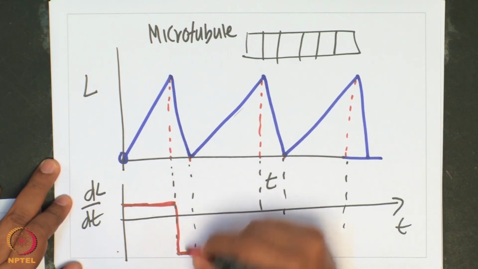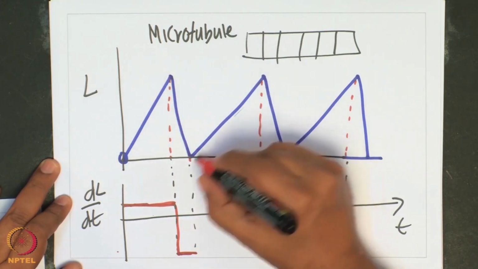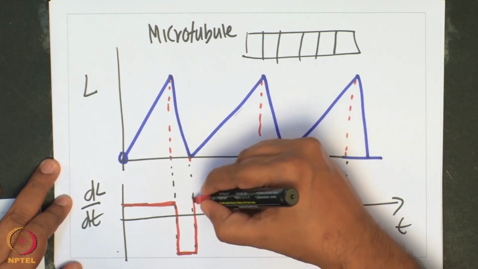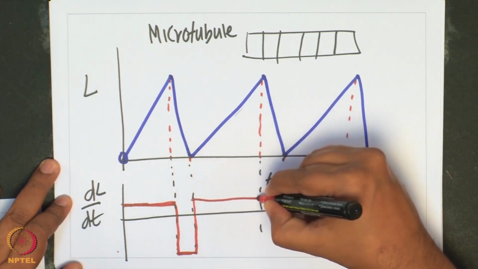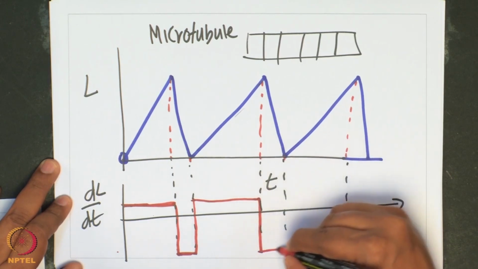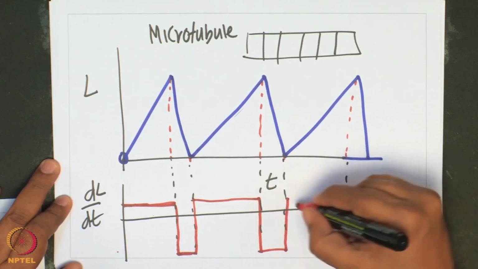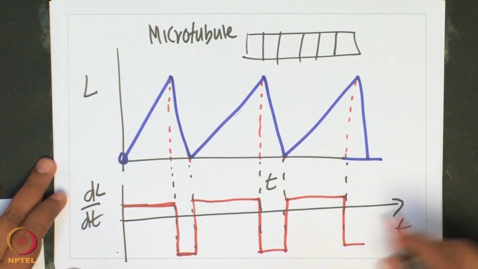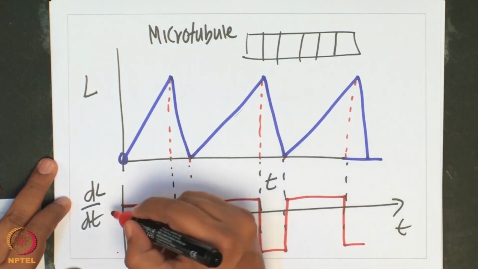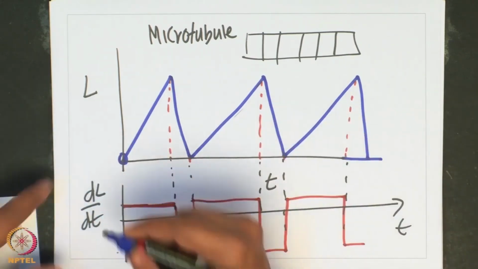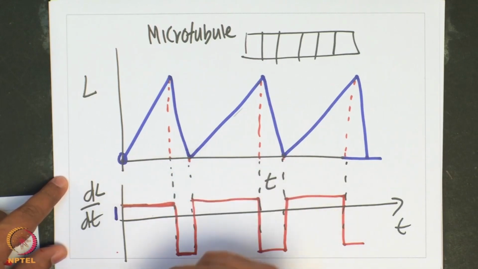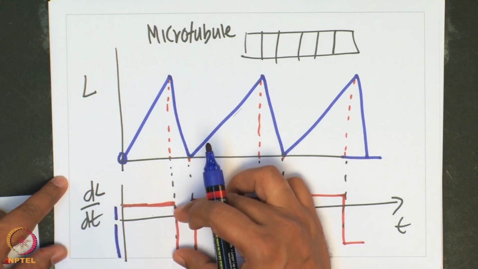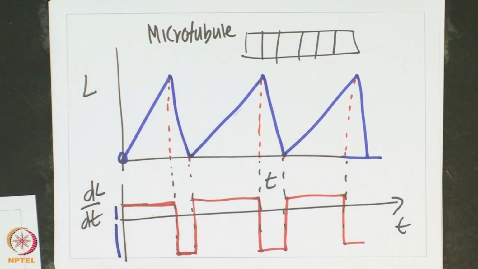Then it is a constant, almost like a straight line. Then suddenly it is positive again. So it is a large negative, small positive, like this, and then again this. So this is how dl by dt would look. Slow means that this number is small. This is much larger, therefore it is a fast shrinkage.